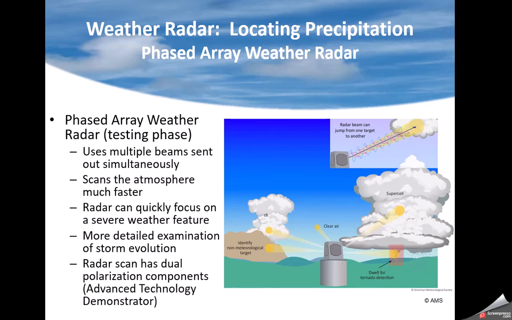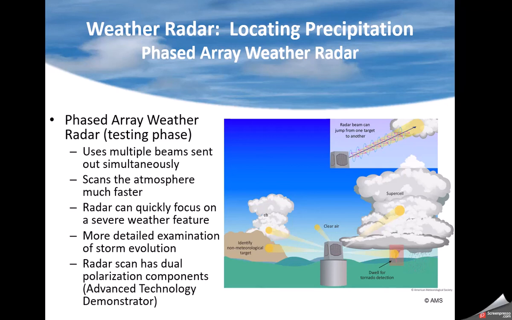Phased array is another type of radar that's out there. It's used by the military on ships. I got to play with it. We have one phased array radar in Norman, Oklahoma that is purely experimental. These things cost literally $1 billion or more per radar, and the Weather Service has never been able to justify purchasing any to put into the field. But they are extremely powerful.